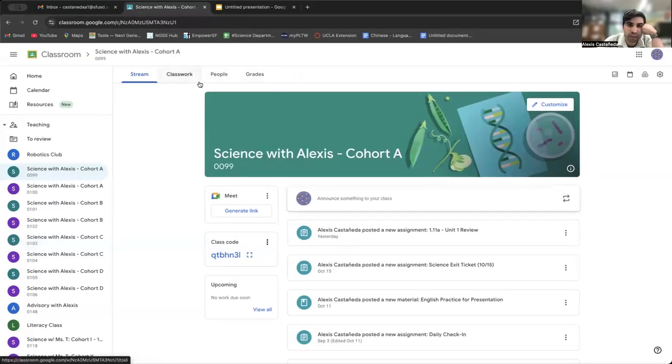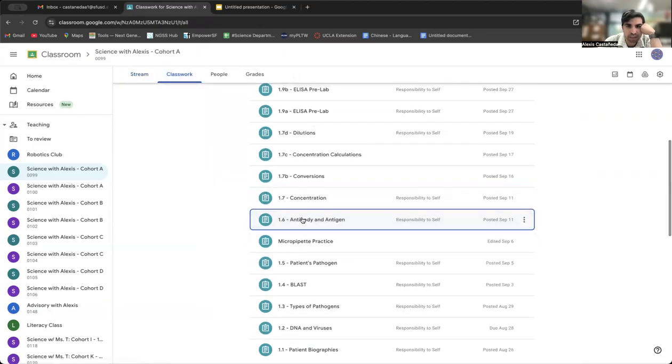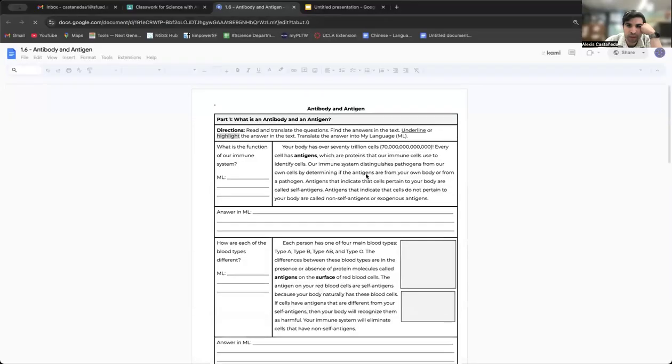All right, students, so now we're going to do 1.6. So if we go here to classwork, go down to 1.6, antibody and antigen. We're going to be doing this assignment right here.